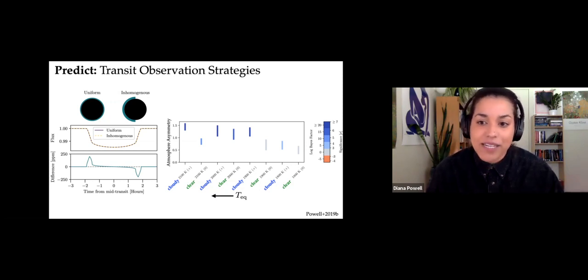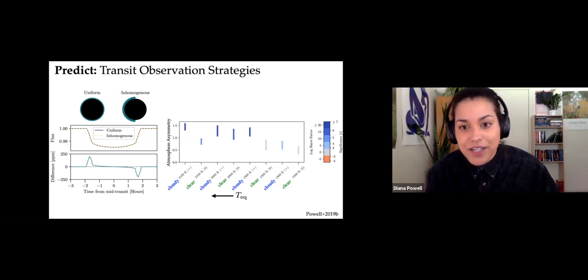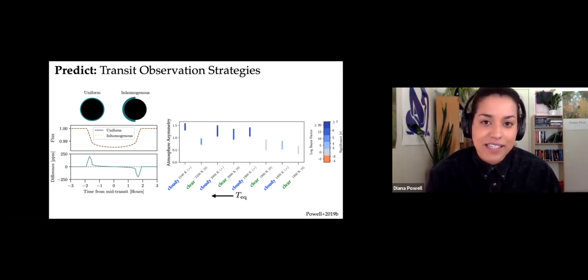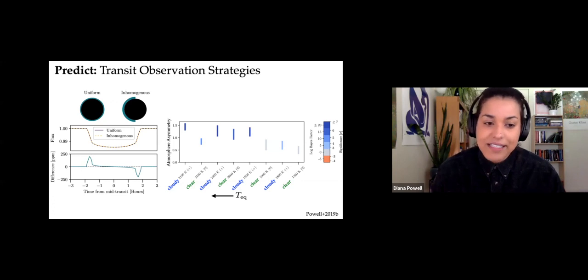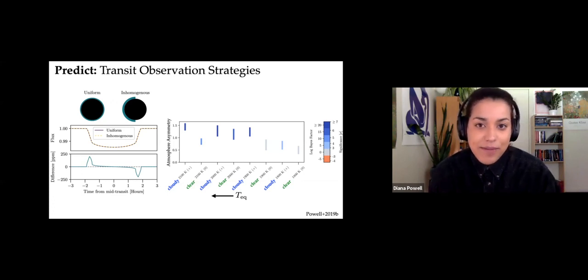Here on the right, I'm showing how asymmetrical an atmosphere appears to be as a function of equilibrium temperature for both the cloudy and clear atmosphere cases. And then how well we can detect this asymmetry is shown in blue, where darker blue is a better detection. The hotter planets in our sample have a significant detection of atmosphere asymmetry that is always stronger in the cloudy case and can be robustly detected with James Webb.